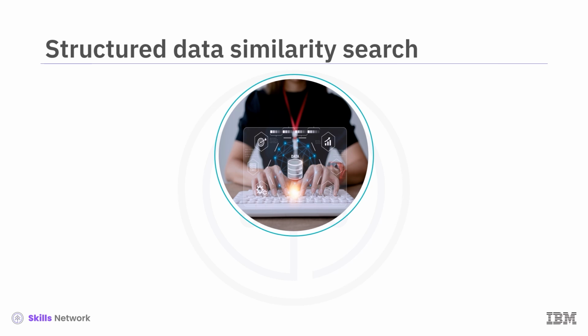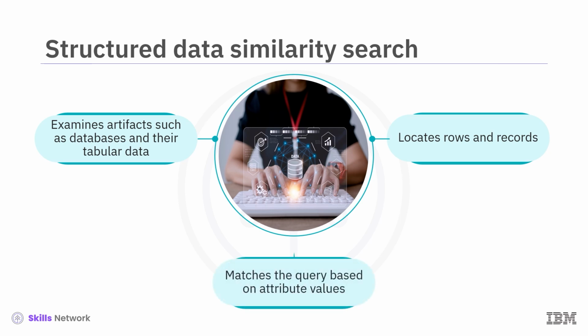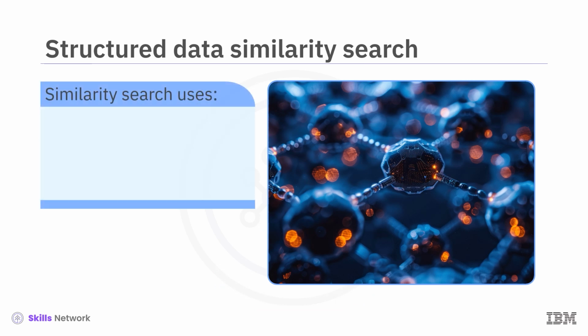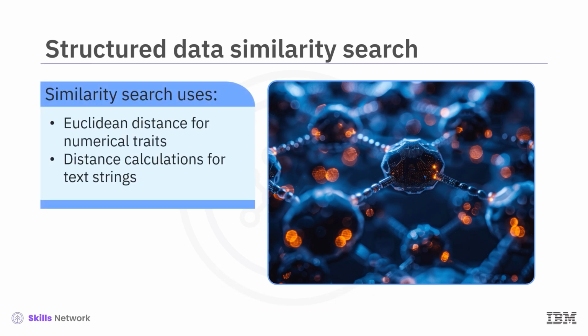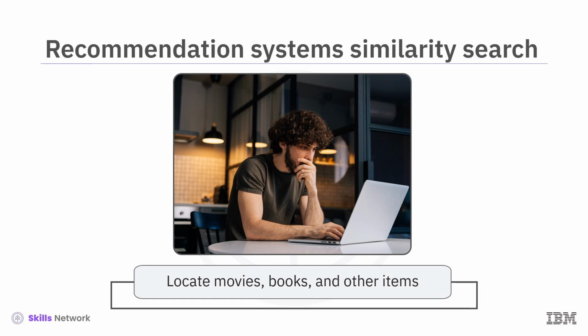Structured data similarity searches examine artifacts like databases and tabular data. These searches locate rows or records that match a query based on the values of their attributes. This type of similarity search uses metrics specific to the data types to measure 2 data points' similarity. For example, similarity search for numerical traits uses Euclidean distance, and the edit distance algorithm calculates the distance between the words.